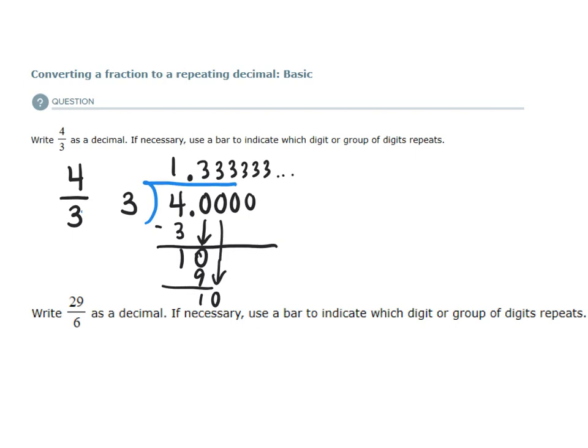Okay, so because the 3 is repeating, you want to use a bar to indicate which digit or group of digits repeats. So my answer is going to look like this, because just the 3 keeps repeating.